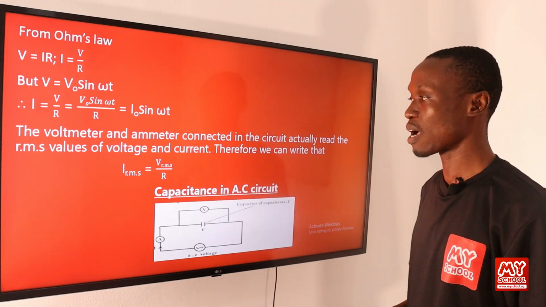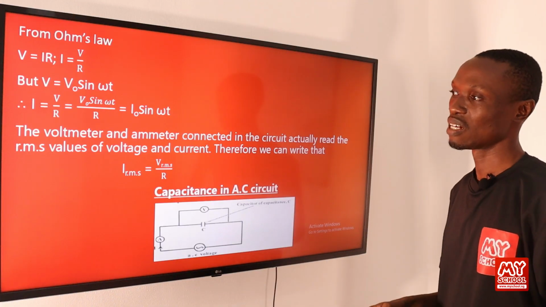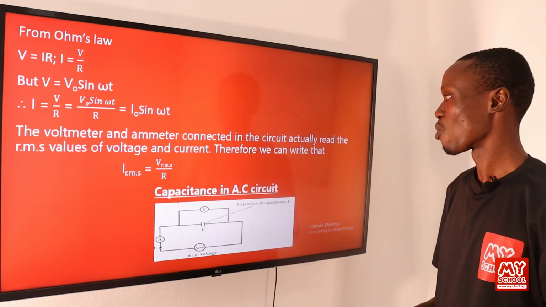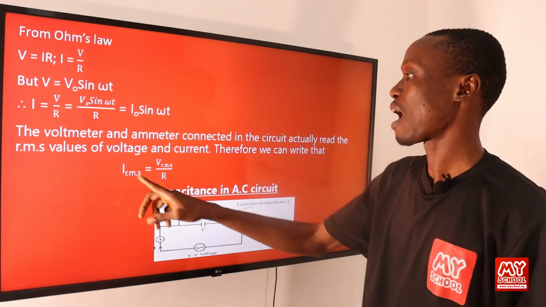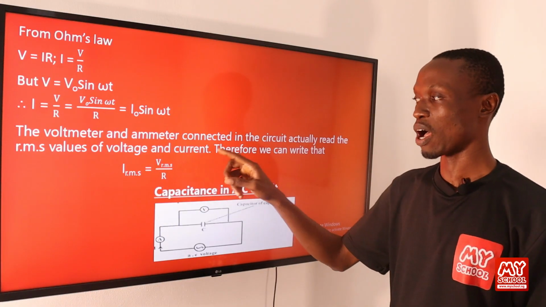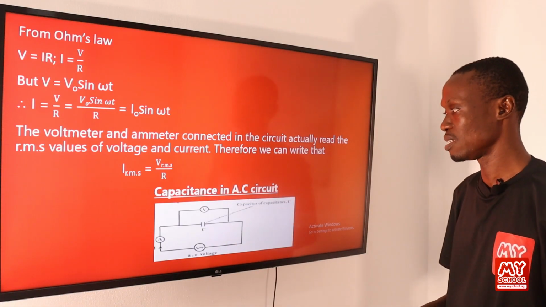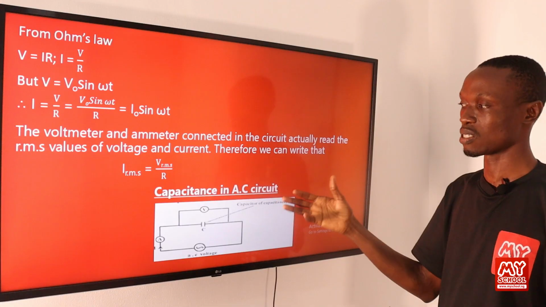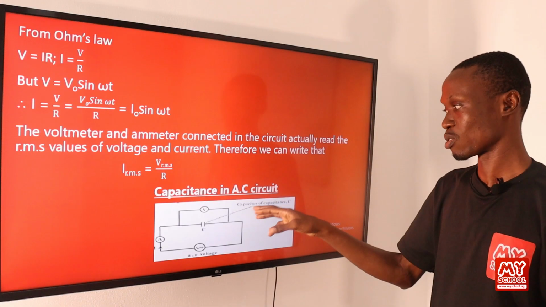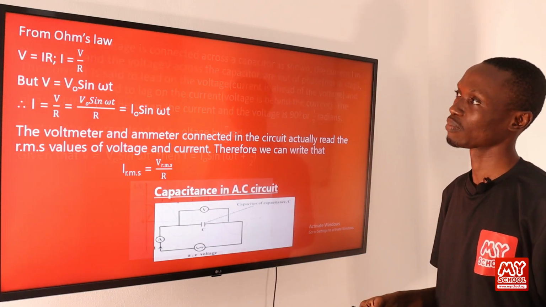The voltmeter and ammeter connected in the circuit actually read the r.m.s values of voltage and current. Therefore, we can write that I r.m.s is equal to V r.m.s over R. Now let's talk about capacitance in AC circuit. Here, this is an AC voltage that is connected to a capacitance. This is the diagram. Now let's move to the next slide.